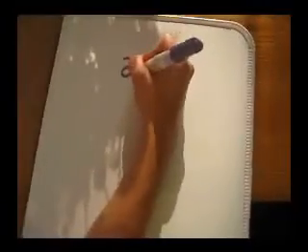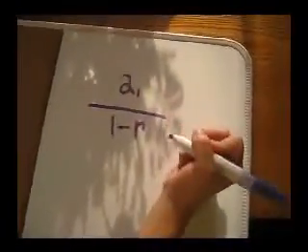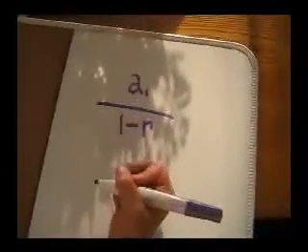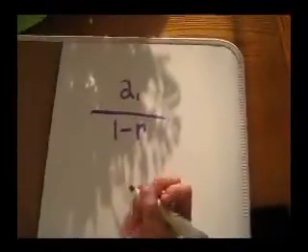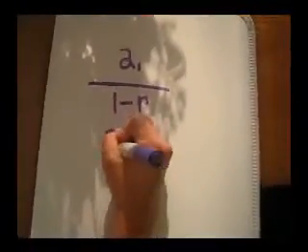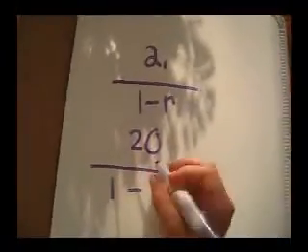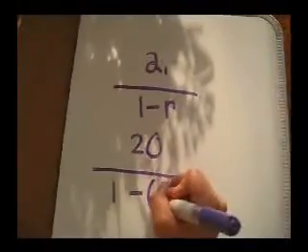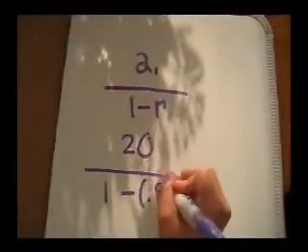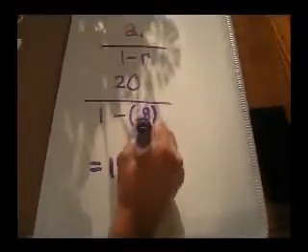Part B says find the total distance the ball will travel before it comes to a complete stop. Well, that's easy. You just use the equation a sub 1 over 1 minus r, because it's an infinite geometric series. So, plugging in all the values from the previous part, a sub 1 was 20, over 1 minus 0.8. When you find that out, it comes out to be 100.